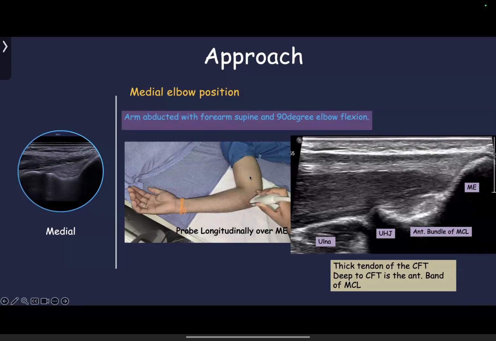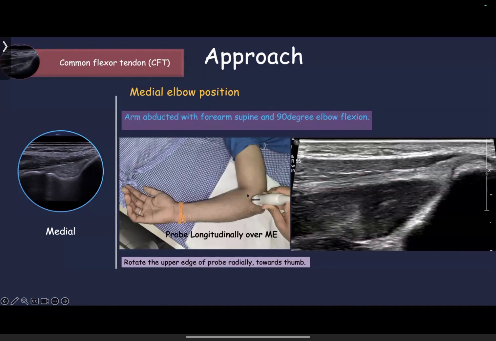For evaluation of the medial elbow, we'll ask the patient to lie down supine with the arm in abduction, forearm in supination and elbow at 90-degree flexion. We'll place our probe longitudinally over the medial epicondyle, and what we'll get is this image. Over this hyperechoic common flexor tendon, we have the medial epicondyle, the ulna, and this is the ulnohumeral joint. In this image, this is the muscle belly, and inferior to it we have the anterior band of the medial collateral ligament, what we have just learned.